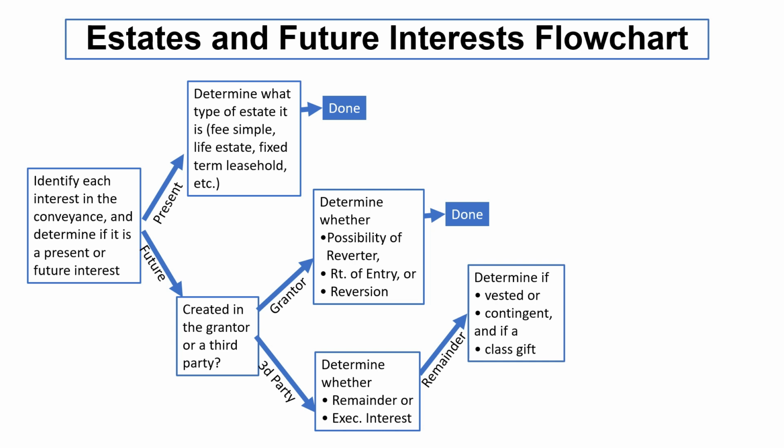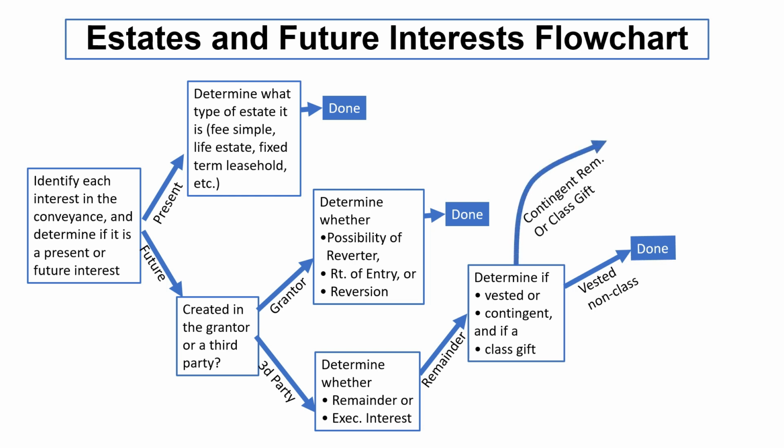Once we've decided whether it's a remainder or an executory interest, we say, all right, if it's a remainder, we have to decide if it's a vested remainder or a contingent remainder, and we also need to identify whether or not it is a class gift. A class gift, you remember, can be a vested remainder as long as it is subject to partial defeasance. In other words, so that more members can be added to the class, the shares of the original members can be cut down. So we need to decide if it's vested or contingent as a remainder, and also whether it's a class gift or not. If it is a vested remainder and it's not a class gift, we're finished. We've said all we need to say about it.